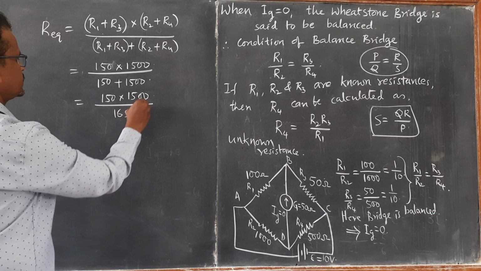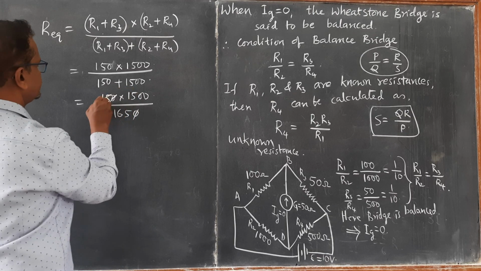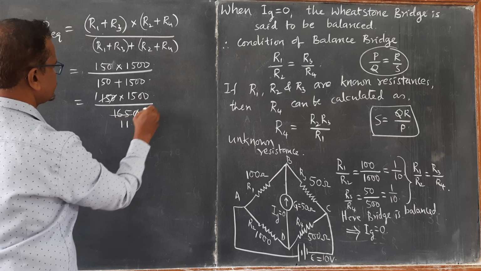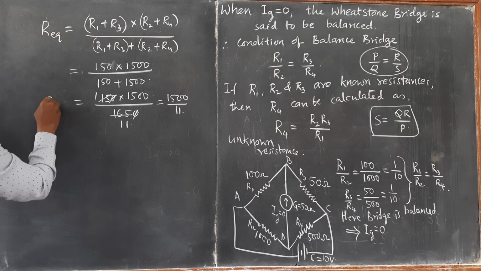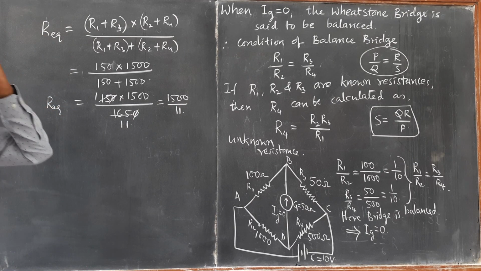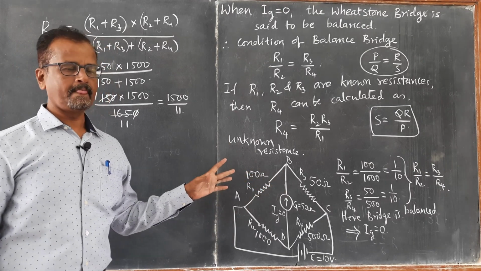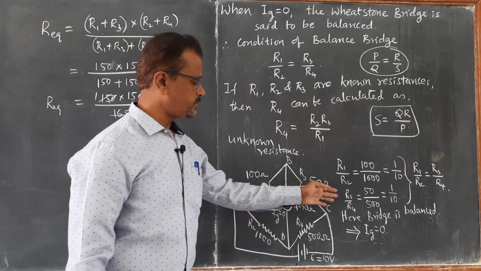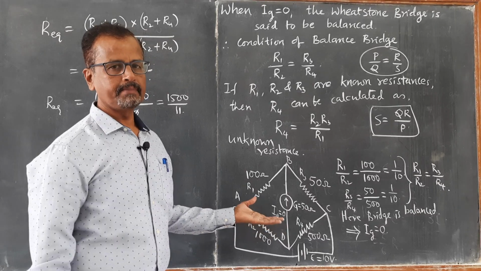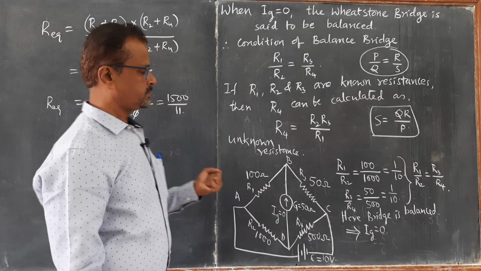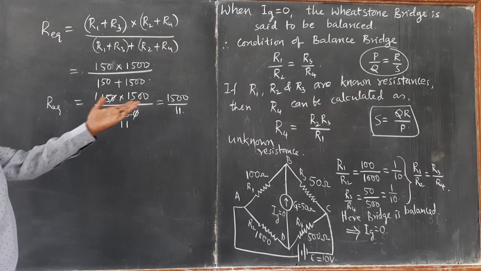So you can cancel 10 here, right? 15 ones are 15, 11s are. So it becomes 1500 divided by 11. So that becomes equivalent resistance. So when the bridge is balanced, the network becomes very simple. The solution will become very easy. So this is the advantage of Wheatstone's bridge when the bridge is balanced, right? So 1500 by 11 becomes the equivalent resistance.